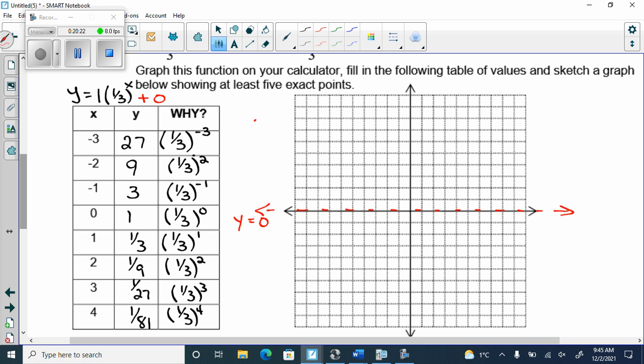And let's sketch the rest of the graph. So I have -3 and 27 is too big. -2 and 9. 1, 2, 3, 4, 5, 6, 7, 8, 9. -1 and 3. (0, 1). 1 and a third. 2 and 1/9. 3 and 1/27. 4 and 1/81. We're getting real close. I'm literally drawing over my dots. There we go. My hand was shadowing my dots.